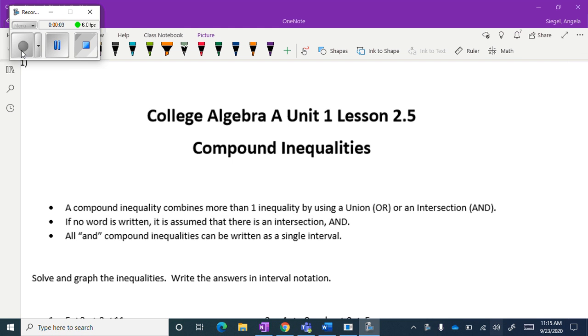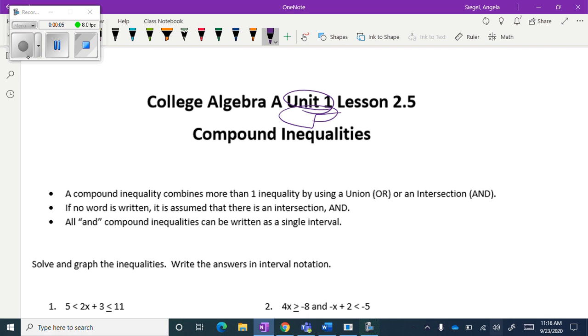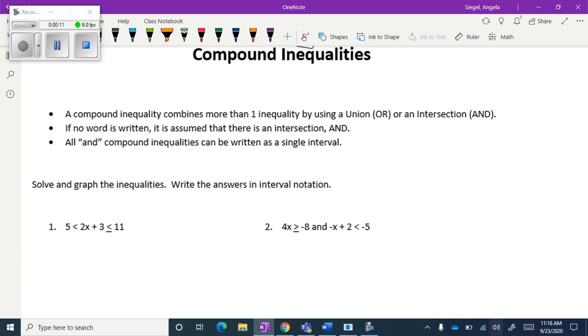Hey guys, welcome. We're still in Unit 1, and we're talking about Lesson 2.5 today. This is going to be the compound part of our inequalities lesson that we talked about in 2.4.